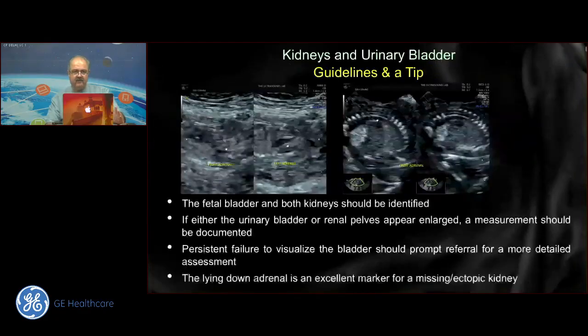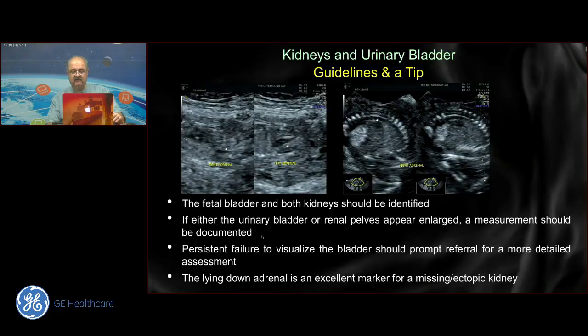Now, a few tips as we go along. We must, of course, identify the fetal bladder and both kidneys in all fetuses. And if either the urinary bladder is not seen or the renal pelvis appears enlarged, measurement should be documented. You don't need to measure the kidneys routinely at the time of the 11 to 14 weeks window, at the time of the anomaly scan, or in growth scans.